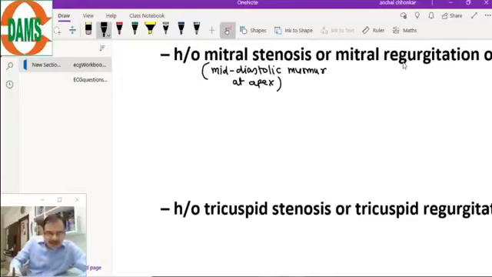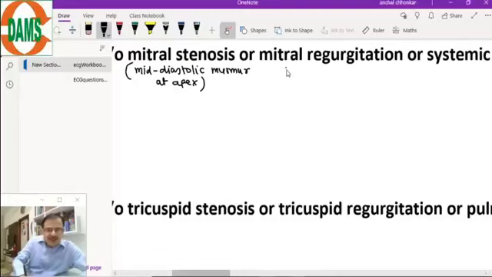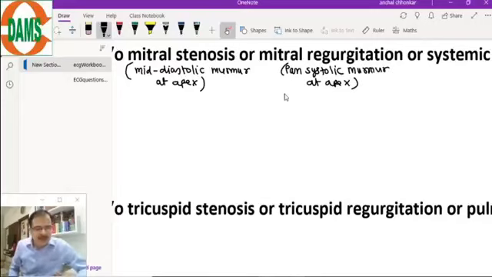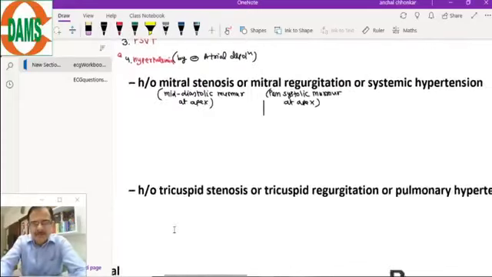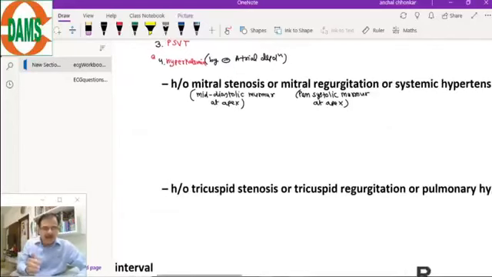Then mitral regurgitation will be given to you in the MCQ as clinical information, and mitral regurgitation is a pan-systolic murmur at the apex. Or systemic hypertension will be given to you. So these are the clinical clues which will be given to you in the exams: mitral stenosis, mitral regurgitation, or systemic hypertension.